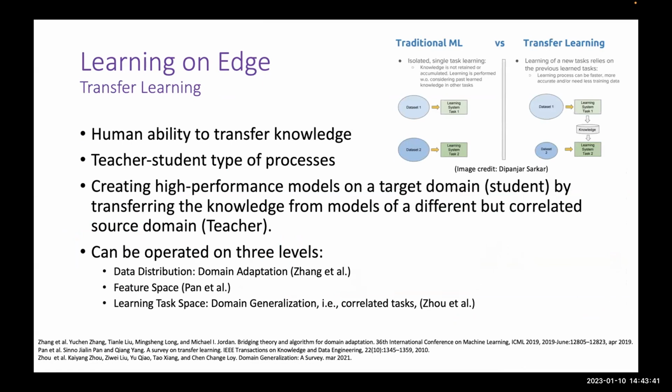The second type of edge learning is transfer learning. So here, actually, we are trying to mimic, I would say, the ability of someone to learn from someone else, right? This is what we call teacher-student models. You have a big model that is called the teacher, and then we are trying to build a more specific model to solve specific tasks.